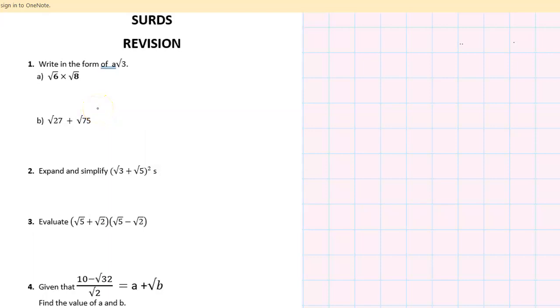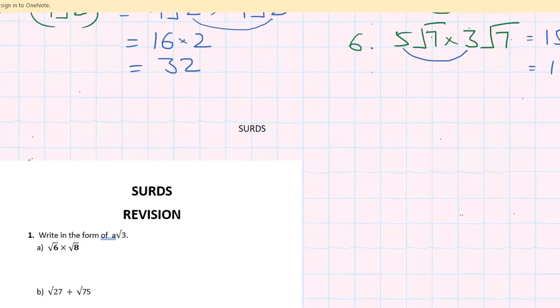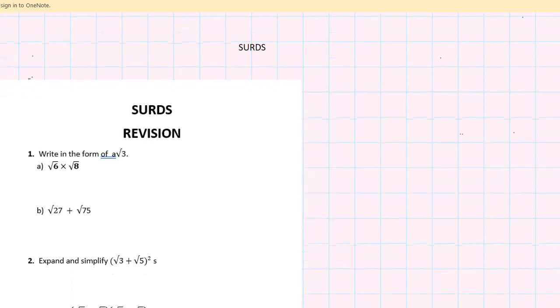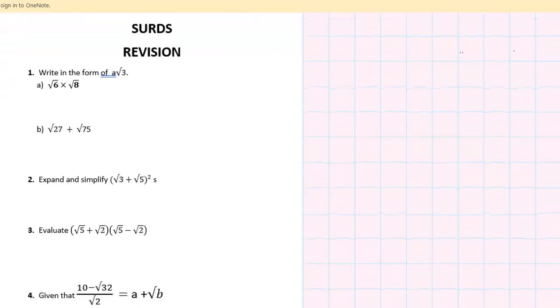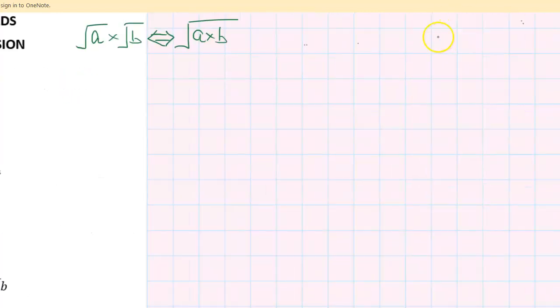We are continuing with yesterday's topic, that is surds. When we have surds, you can multiply directly, but you cannot add directly. So if we have root A multiply root B, it can be written as root of A multiply B. And if it is root of A multiply B, it can also be written as root A multiply root B. So that rule holds for multiplication and division.